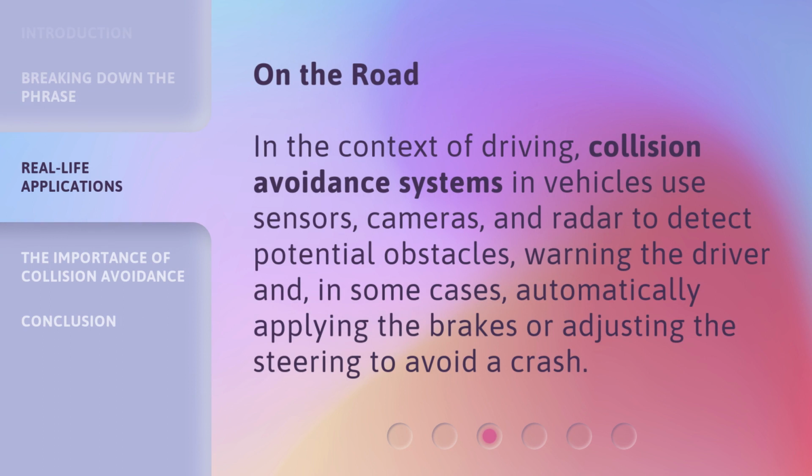On the road, in the context of driving, collision avoidance systems in vehicles use sensors, cameras, and radar to detect potential obstacles, warning the driver and, in some cases, automatically applying the brakes or adjusting the steering to avoid a crash.